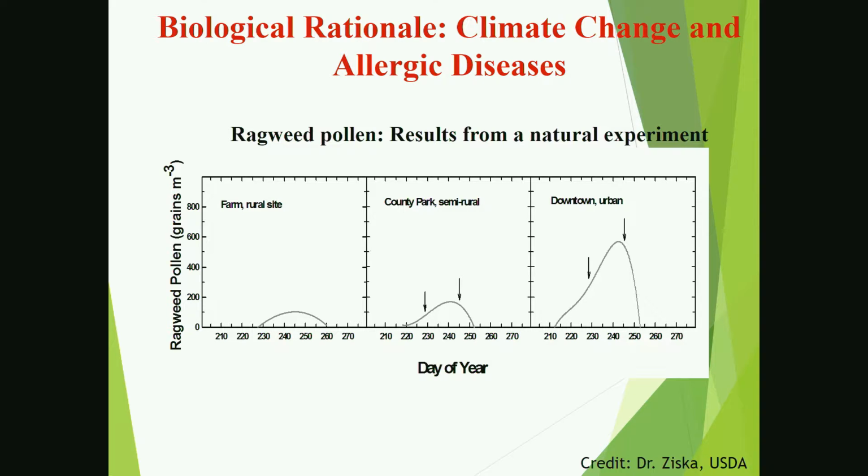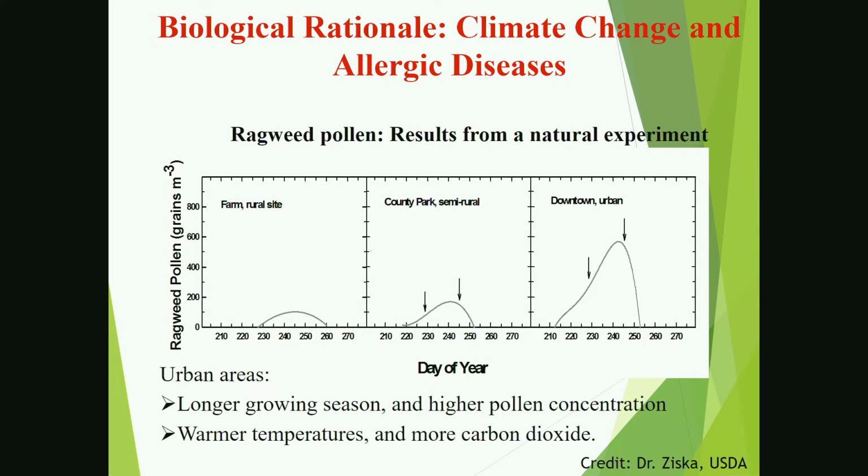But not only that, the length of pollen season is much longer compared to even the semi-urban or the rural farm site. So what is in downtown Baltimore that is not in the rural site? First of all, the temperature is warmer because of the urban heat island, right? And the downtown environment, we know, contains a higher concentration of carbon dioxide because you have a lot of industry, but you also have a lot of vehicle exhaust. And vehicle exhaust is a major source of carbon dioxide in the urban environment. So this sort of tells you how things will be in a changing climate, even when you are just looking at the ragweed plant itself.